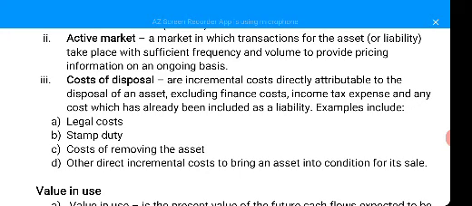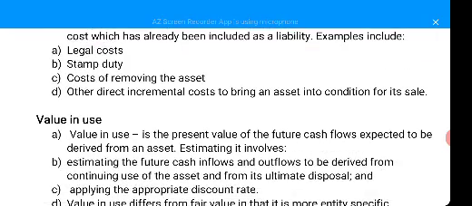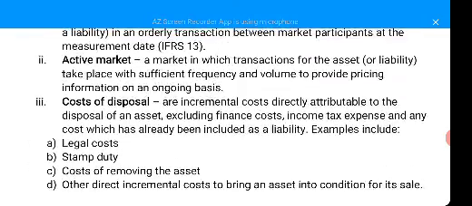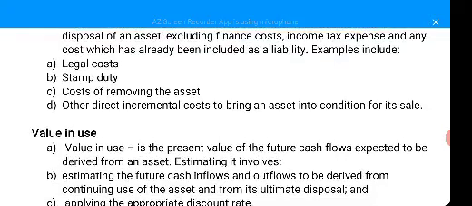Costs of disposal are incremental costs directly attributable to the disposal of an asset, excluding finance costs, income tax expense, and any cost which has already been incurred as a liability. Examples include legal costs, stamp duty, cost of removing the asset, and other direct incremental costs to bring an asset into condition for its sale. So these are your cost of disposal.